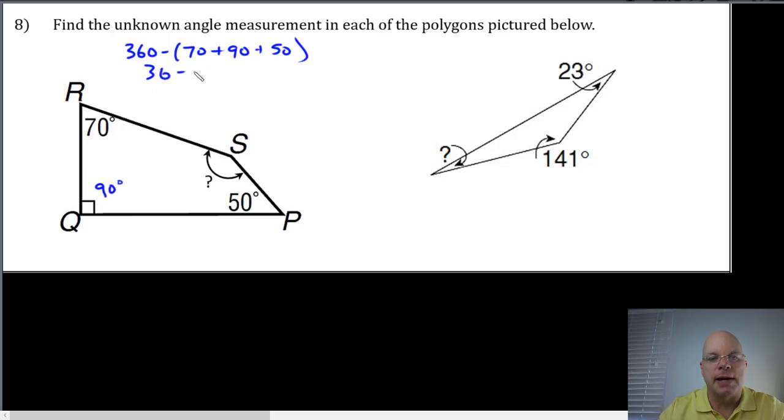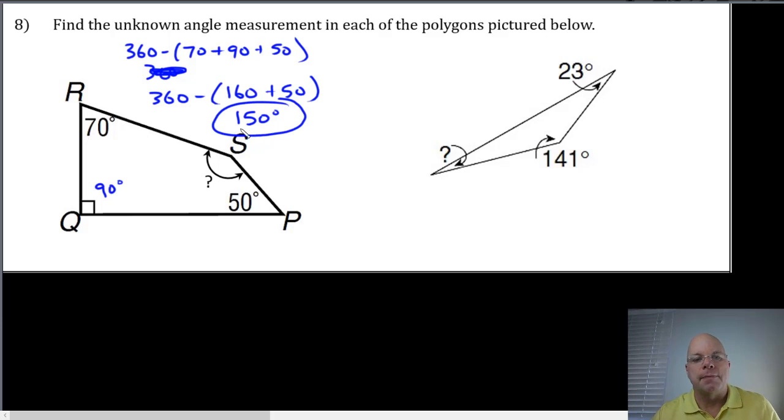So that's 360 minus... It's actually easier if I think of it this way: 160 and 50, because I can subtract the 160, which gives me 200. I subtract the 50 from 200, I get 150 degrees. And then it's always good to add them back together to make sure they actually add up to 360. The 150 and the 50 is 200. These two add up to 160, so that is 360 degrees.